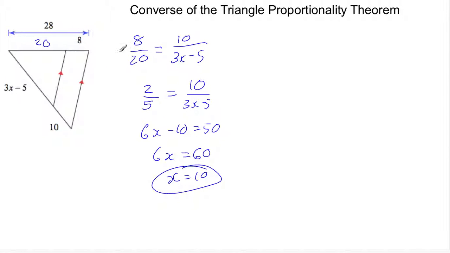Again, really nice and simple, so just make sure you get enough practice so you're familiar with this. With similar triangles, we go corresponding parts, so it's a common mistake to say 8 to 10 equals 20 to 3x minus 5. You have to be very careful with that because this theorem says it's just segment to segment. So watch out, know the theorem, and get some practice.